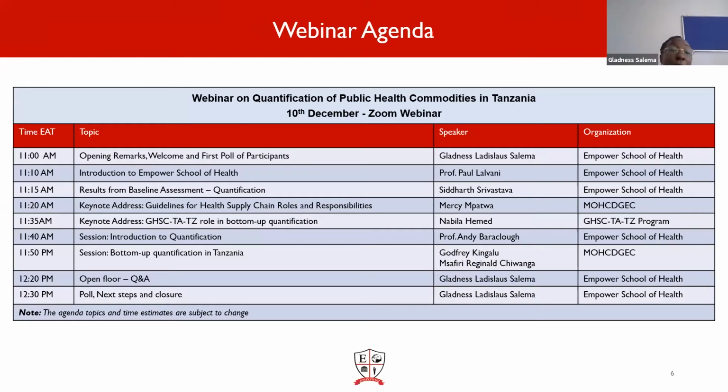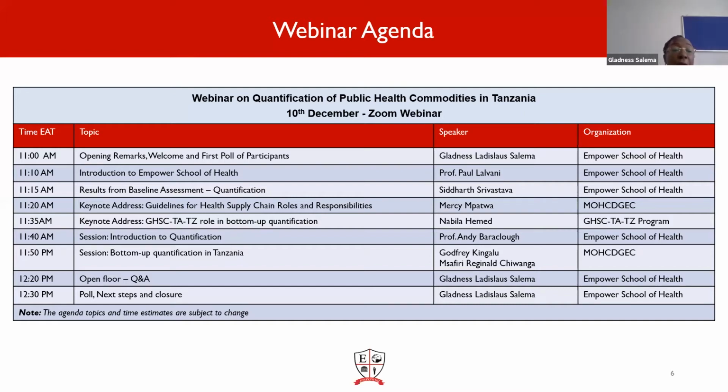So this is our almost 2-hour agenda, or 1 hour and a half agenda. And we have a talk from Professor Paul Ovan from Empower School of Health to tell us a bit more about the Empower School, what they are doing, their capacity and the engagement in capacity building in health supply chain. We also get results from baseline assessment, and particularly on quantification. And this one will be presented by Siddharth from Empower School of Health. As you know, you have been filling the capacity needs assessment. So it's always good to understand the status that we have.